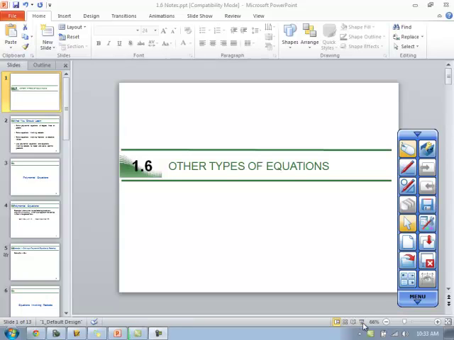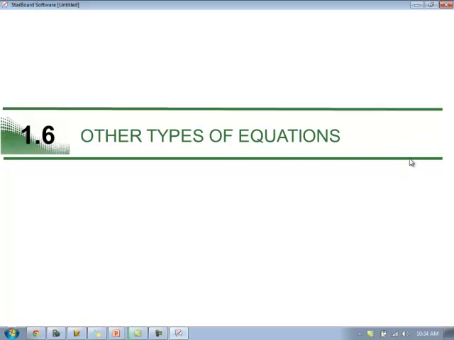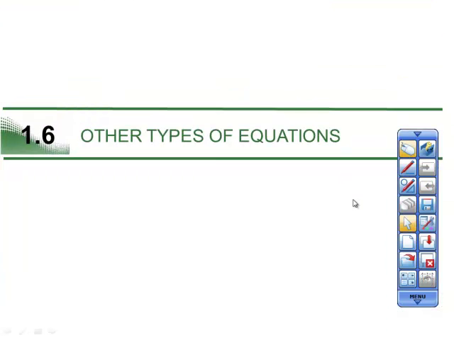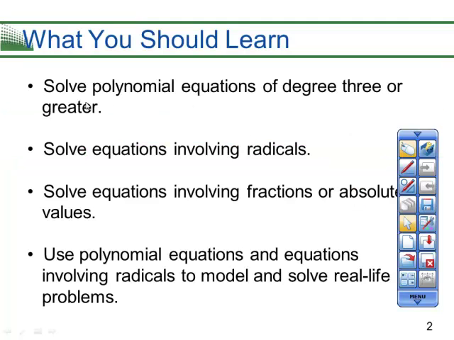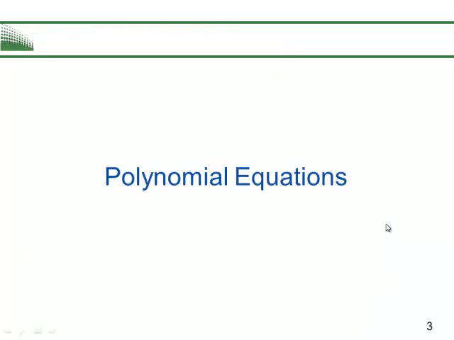All right, we're going to talk about the sixth section of chapter 1, which is some other types of equations. Things we're going to learn: we're going to solve polynomial equations of degree 3 or higher, equations involving radicals, which is going to be fun, and also fractions or absolute values. We'll throw those in there as well. Hopefully we'll apply both of these as well.